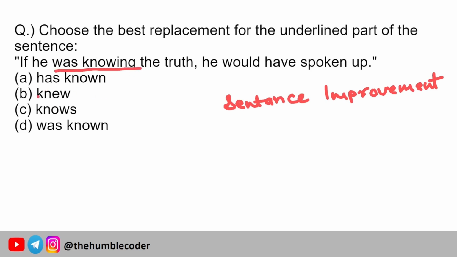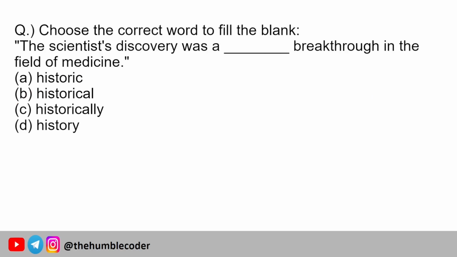So now we have to figure out which option should replace was knowing. If he has known, no. If he knew, yes, this seems to be correct. Let's see the other two options. If he knows, no. If he was known, no. So if he knew the truth he would have spoken up. So the correct answer is option number B. Moving on to the next question now.